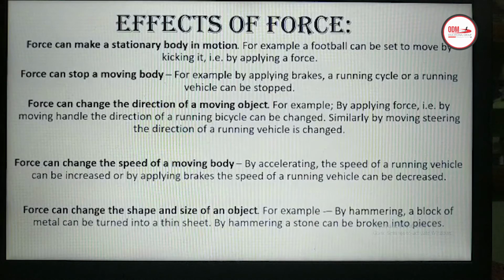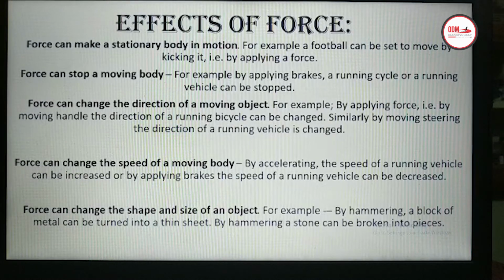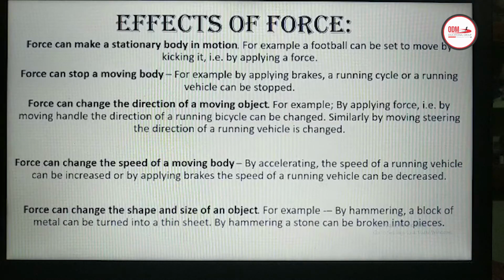The effects of force. We will go through one by one. The force can make a stationary body in motion. For example, a football can be set to move by kicking it, that is by applying a force. Initially the football is at rest. If I apply some force, then there will be a movement in the football, so that initially the object is at rest. By application of force, that one will be in motion. This one is the first effect of force.